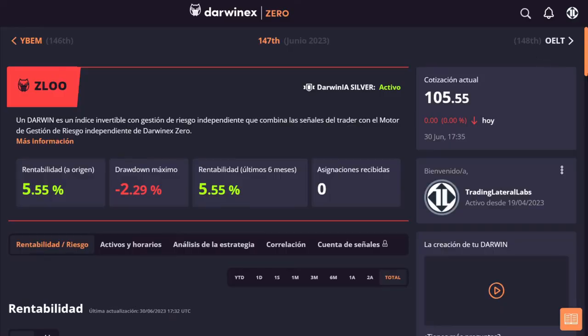Remember that the maximum drawdown of this Darwin, according to the data above, was -2.29%. However, on the profitability curve, we see a difference between that figure and this one of -1.14%. This is because the Darwin's return curve only records each day's open and close. But remember that the maximum drawdown is the maximum fall in negative floating that has occurred at any point, in this case, during the day.